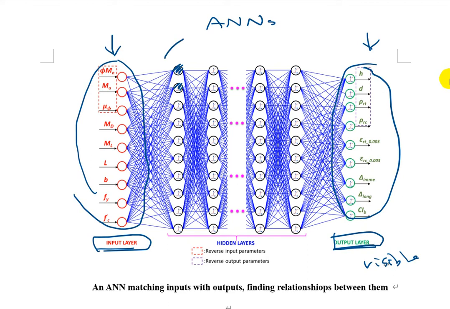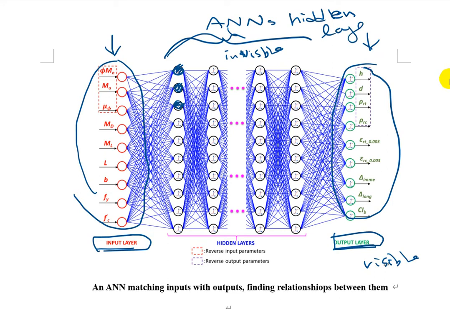But the layers in the middle cannot show every calculation to you. The numbers here in neurons, the neural values and nodal values are calculated, but you can't see how those neural values and nodal values are calculated. Not that it's complicated, but just that you can't see it. These are invisible layers. That's why we call the layers in the middle hidden layers. That's the only reason.